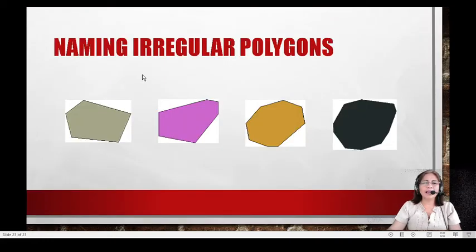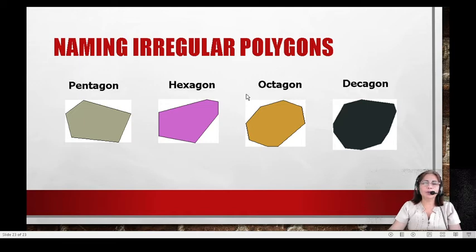And we can also name some irregular polygons. This is an example of irregular polygons. Pentagon, hexagon, octagon, decagon. Five sides, but the sides are not equal. Hexagon, we have 6 sides, but the sides are not equal. And so on with octagon and decagon. So we can identify regular and irregular polygons.